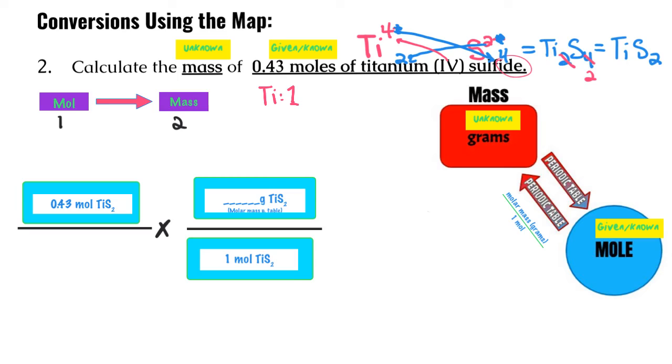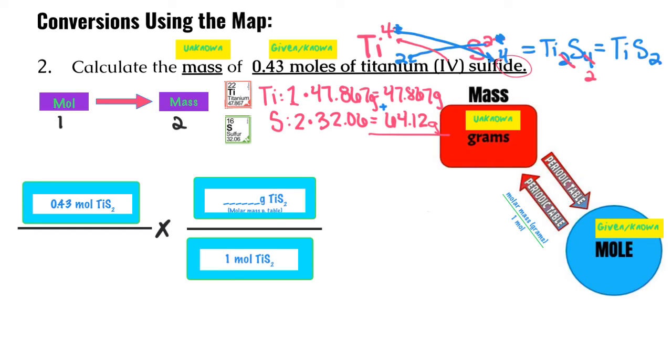We see that there is 1 titanium and 2 S's. The mass of titanium from the periodic table is 47.867. So we multiply that by 1 to get 47.867. The mass of sulfur from the periodic table is 32.06. We multiply 32.06 by 2 to end up with 64.12. We then add those two numbers together to obtain a final mass of 111.987 grams per mole. So that becomes our molar mass of TiS2.